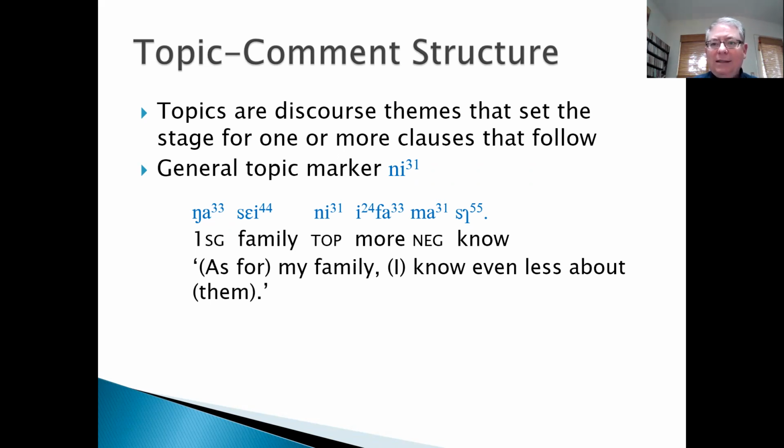Anything can be topicalized in Khatso. It could be the subject, the object, it could be a time frame. Structurally, it could be a noun or a verb or an adverb. This is used quite broadly in the language.